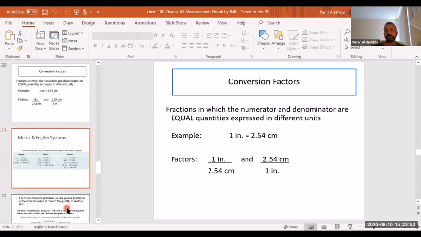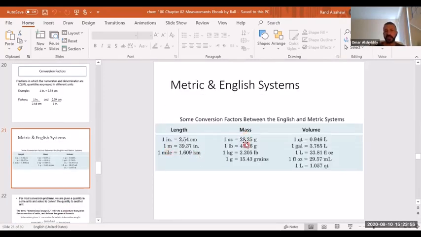So that's how we will write down this conversion factor. This table will tell you about the most common conversion factors that we will deal with in our class. So for example, 1 pound has 453.6 grams and 1 inch is 2.54 centimeters, and some other conversion factors in the metric and English systems.